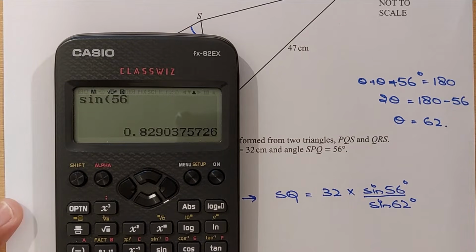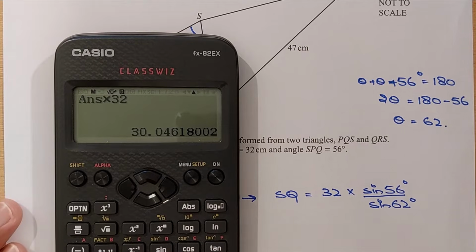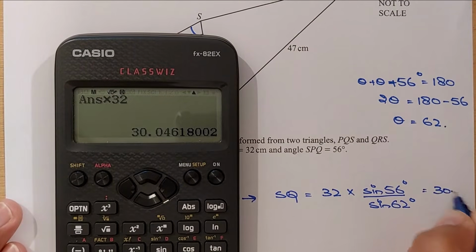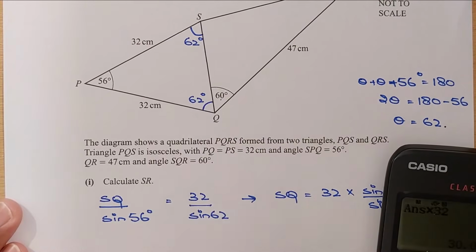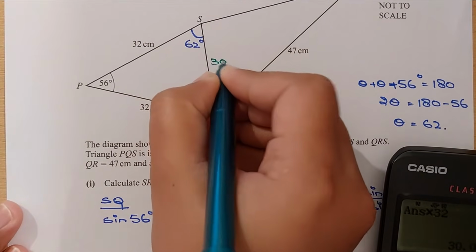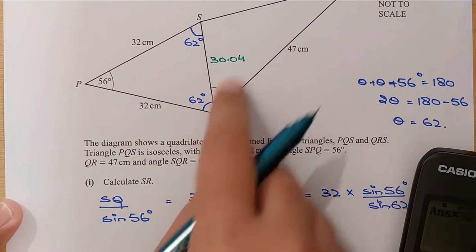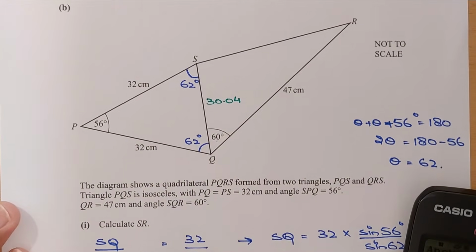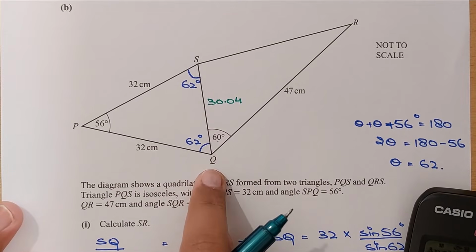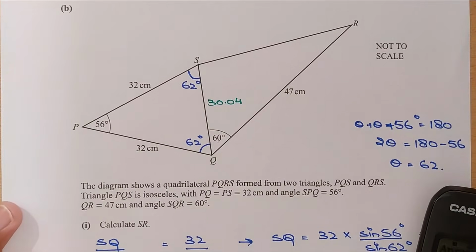Sine 56 divided by sine 62 and times 32. This is 30.04. This length is 30.04, right? Let me write down 30.04 centimeter. Okay, so we have this length, we have this length, and we have the angle between them. We can easily apply the law of cosine on this triangle SQR, right? So let's apply it and we can find SR.